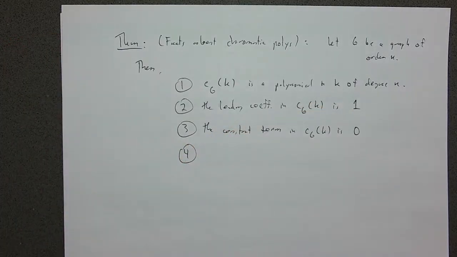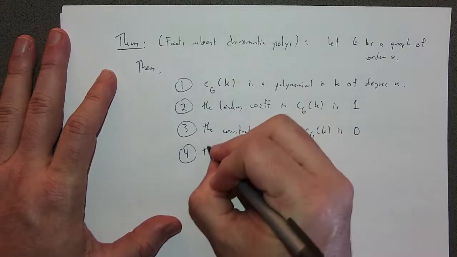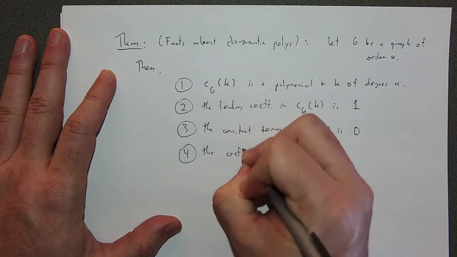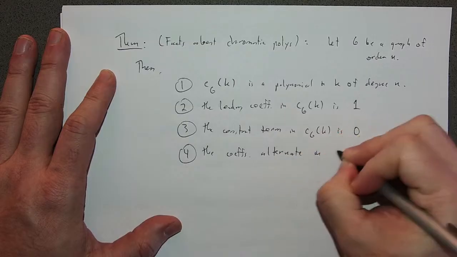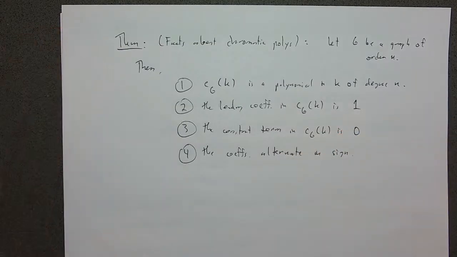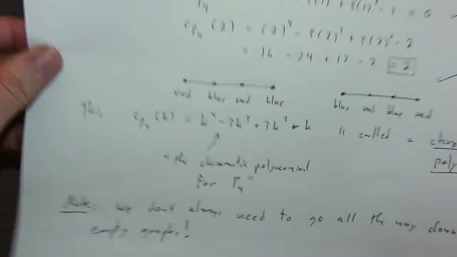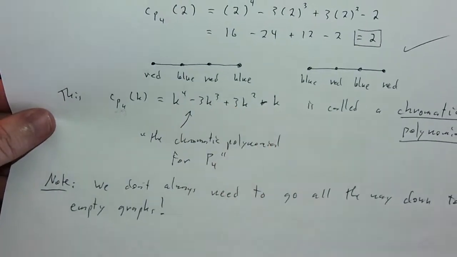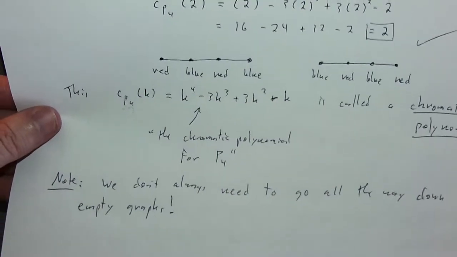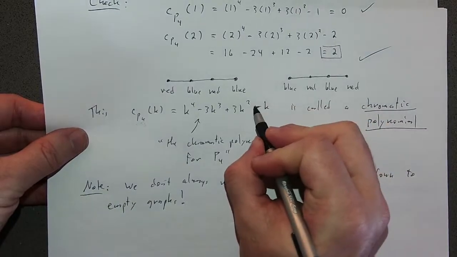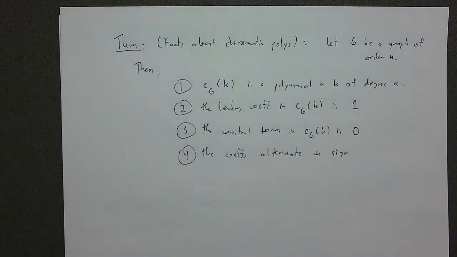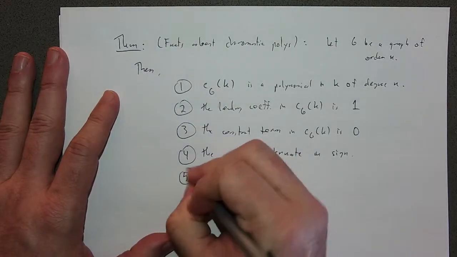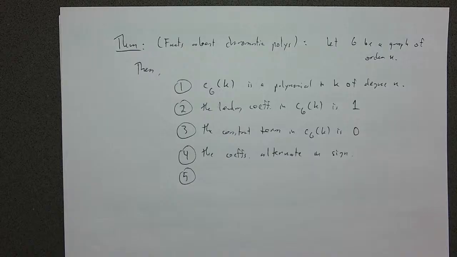Next, the coefficients alternate in sign. So it's plus, minus, plus, minus. I know I screwed that up and had to fix it here. It's really a minus. So they always alternate in sign like this. Okay, you can think about why that one is.